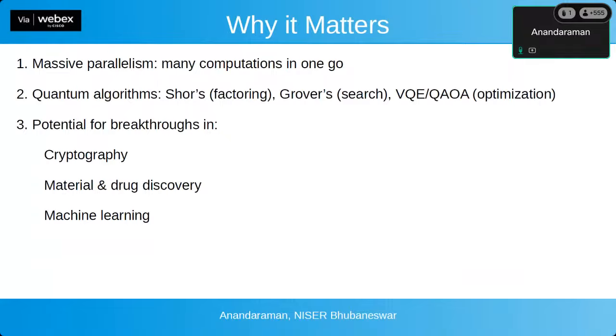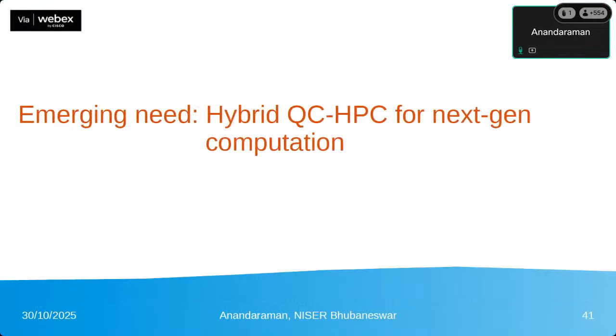Many computations in one go, quantum algorithms. A lot of quantum algorithms are there: cryptography, materials, drug discovery, machine learning. For these things we need quantum computing, not for normal applications. So why quantum computer? HPC alone cannot solve this problem, we need quantum computer.